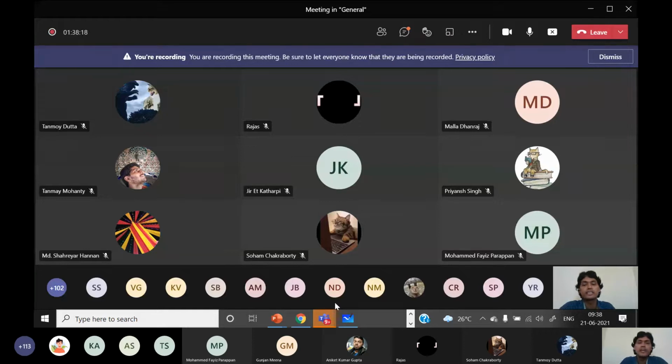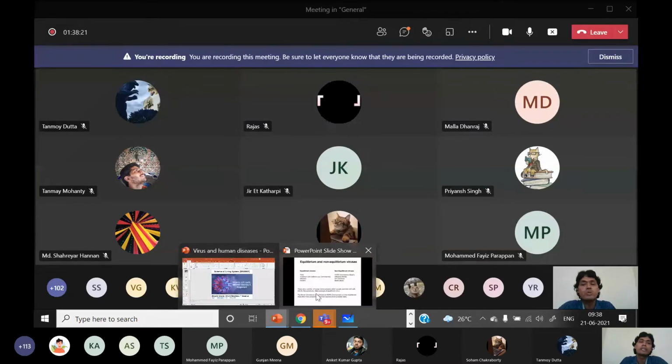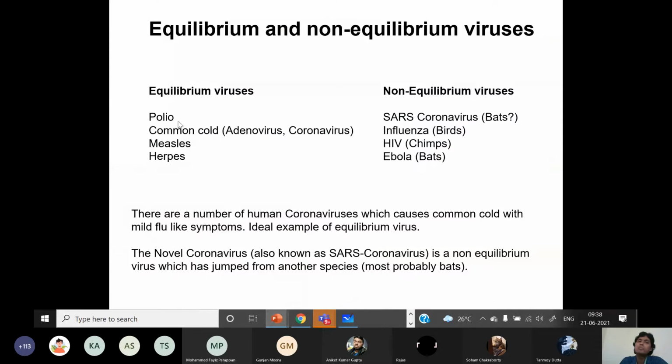So now, if you see here, the equilibrium viruses, for example, polio. Polio was there, but only a few percentage of people have a little bit of problem in the nervous system with polio. But apart from that, if you see common cold like coronavirus, adenovirus, as I told you, that old coronavirus, that means traditional coronavirus which causes common flu, nothing wrong with that. And measles, herpes, those are equilibrium viruses. On the other hand, HIV, Ebola are very dangerous viruses. Influenza, SARS-CoV, those are actually non-equilibrium viruses.